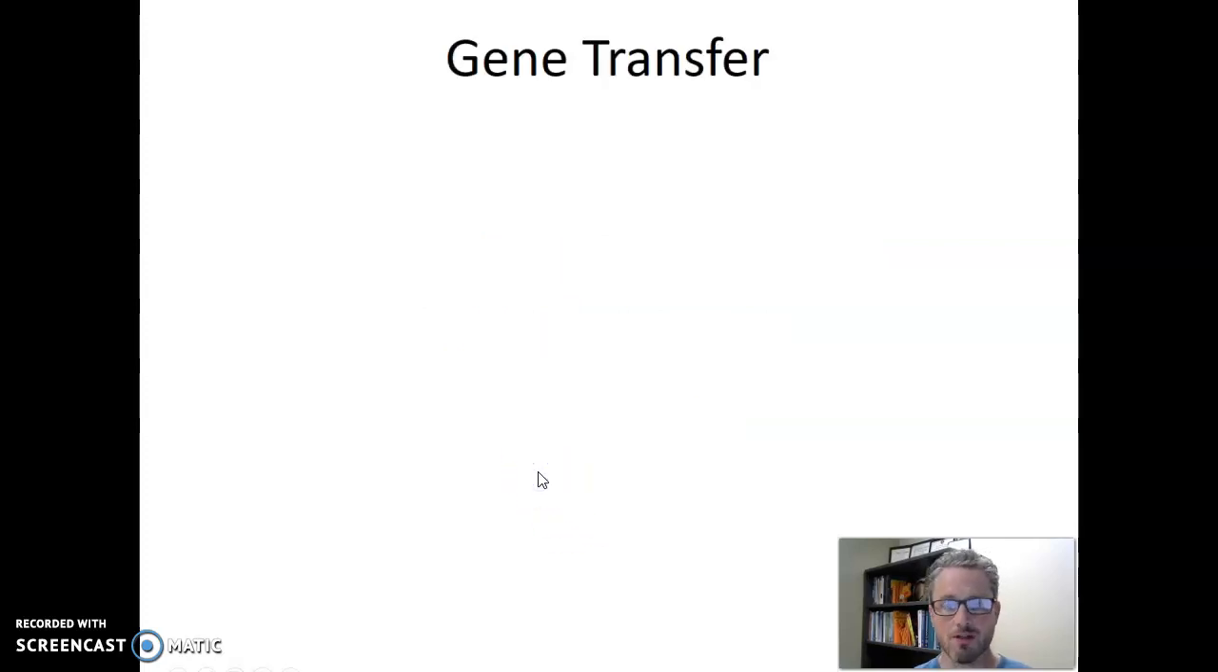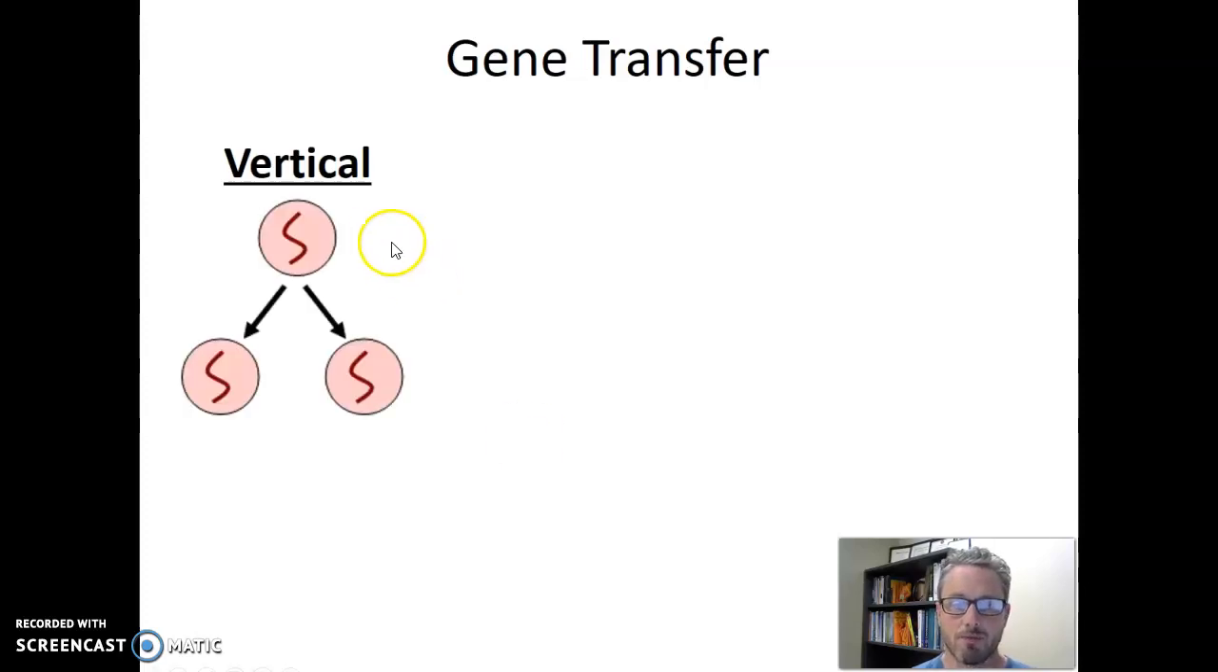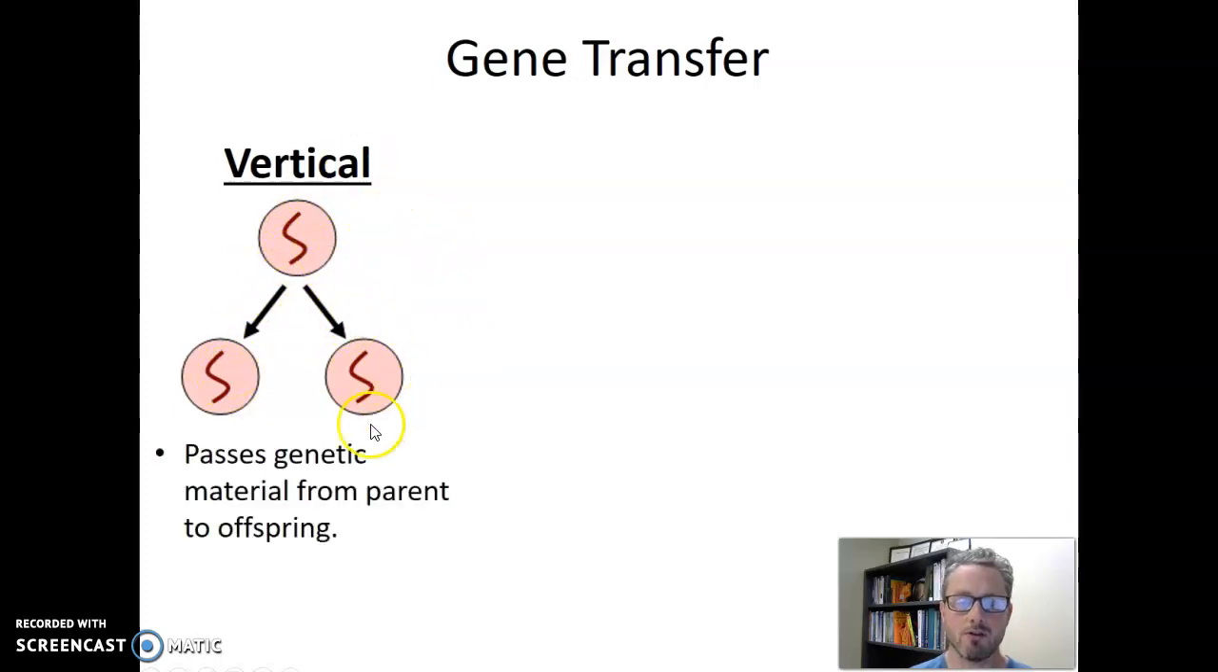So horizontal gene transfer is a mechanism of gene transfer, and I want to contrast two forms of gene transfer. Let's start with vertical. Vertical gene transfer is a mechanism by which one cell can take its genetic material, copy it, and then pass it down to two daughter cells. So vertical gene transfer passes genetic material from parent to offspring. This is the kind of genetic transfer that happens in humans.